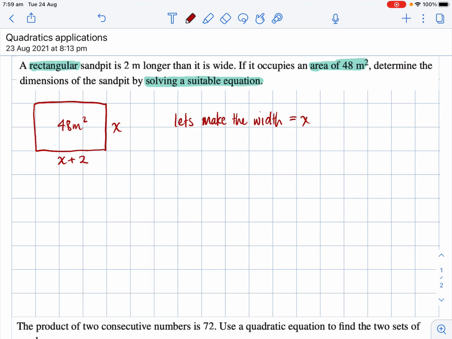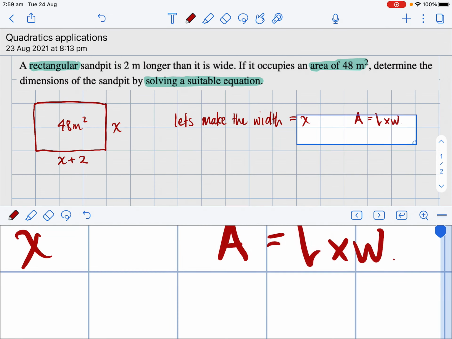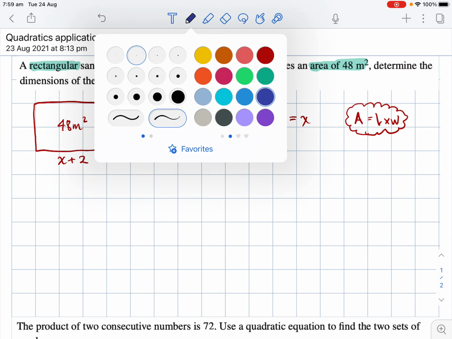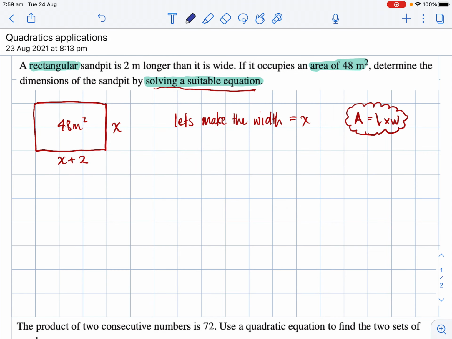So what we've got to think about is, well, how do we connect this information? We know that it's got the length and the width and the area. And we also know that we can find the area of a rectangle by doing the length times the width. Let's use this formula to set up our suitable equation. So if we know that area equals the length times the width, then we can say that 48, the area, is equal to the length times by the width.